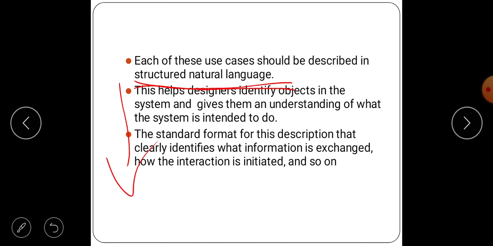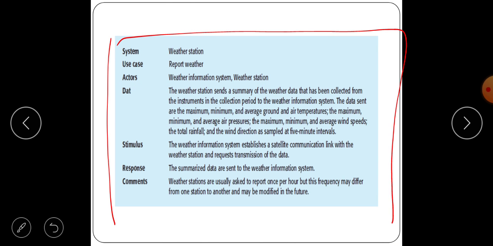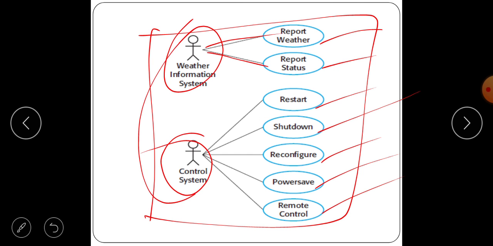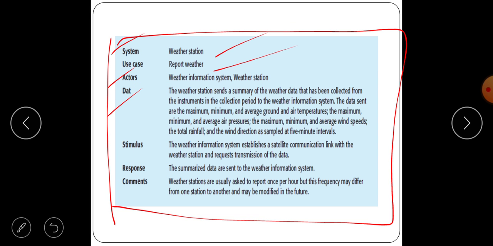How should the structured natural language be? This is structured natural language. System: weather station. Use case: report weather. Actors: weather information system, weather station. Next, what is the data? The weather station sends a summary of the weather data that has been collected from the instruments in the collection period to the weather information system. The data sent are the maximum, minimum and average ground and air temperatures.